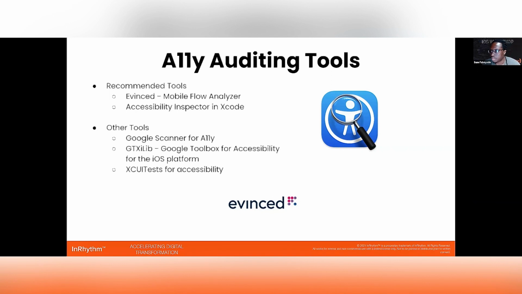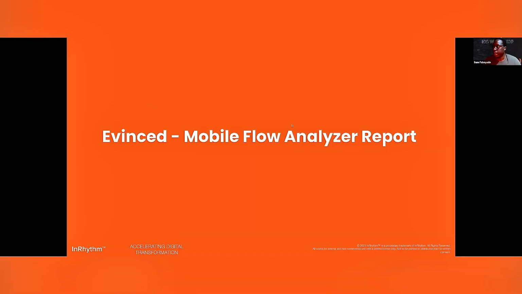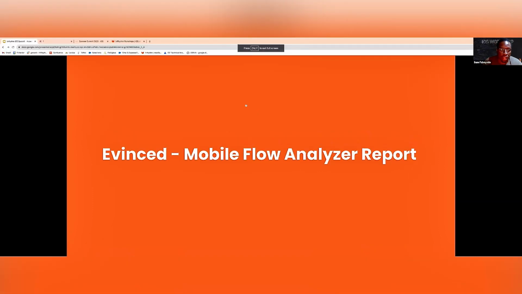So I just wanted to provide this just in case anybody wants to try it. The last one is the XCUITest for accessibility, and this is just generally talking about UI testing and using accessibility labels to test the app. So those are the main tools that I would consider while auditing your app for accessibility.